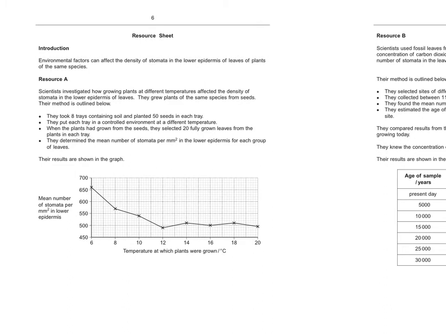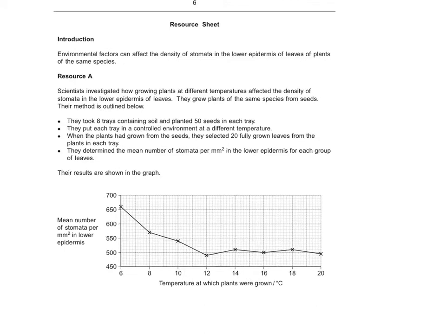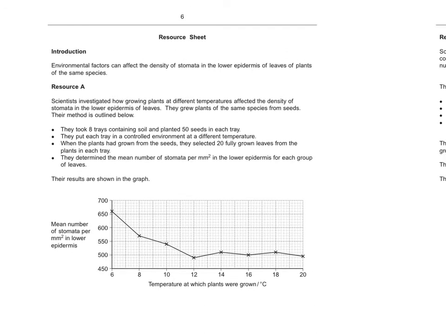And that's why you have to keep practicing these kind of questions, because you only get better by practice. So then we have a resource sheet for section B. Introduction: environmental factors can affect the density of stomata in the lower epidermis of leaves of plants of the same species. Right, so how close together the stomata are, or how many stomata per leaf, is related to the environment.